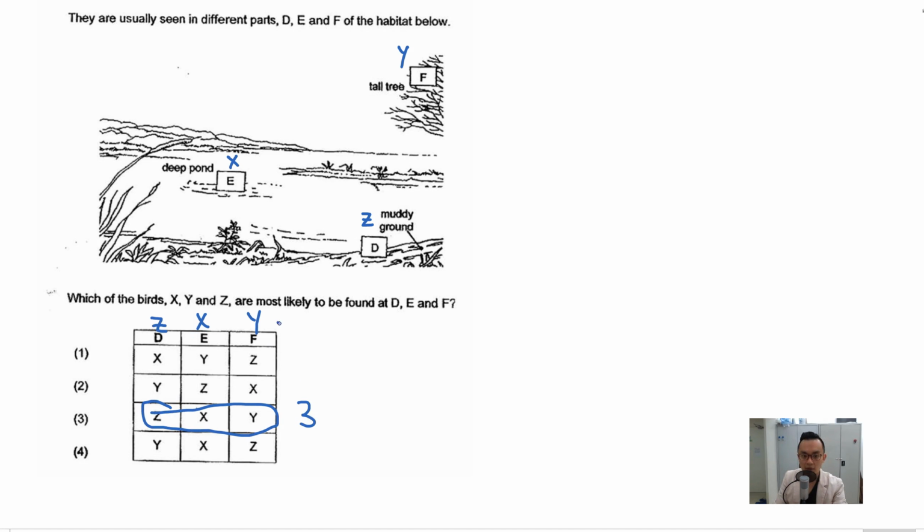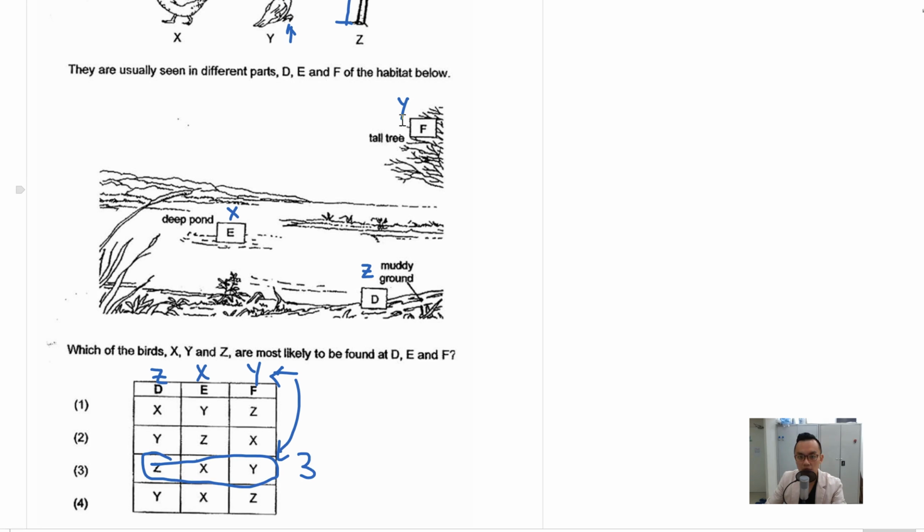Now this step helps you to reduce your careless mistake, because you just have to compare this and this and this answer to find the right one, because you have already gone through the thinking process of which animal is located at the tall tree and so on and so forth.